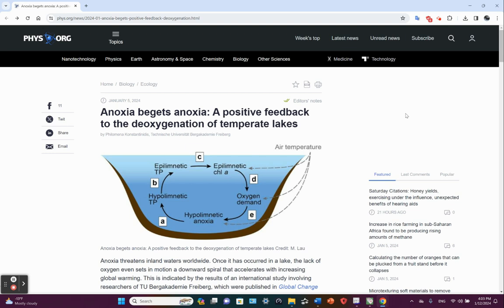What happens as lakes become anoxic? Does it get worse? Does it improve?